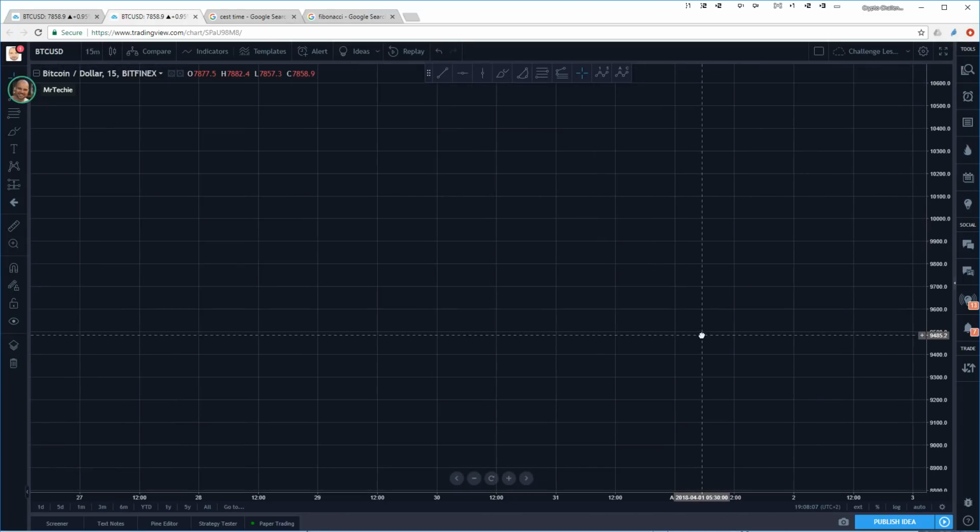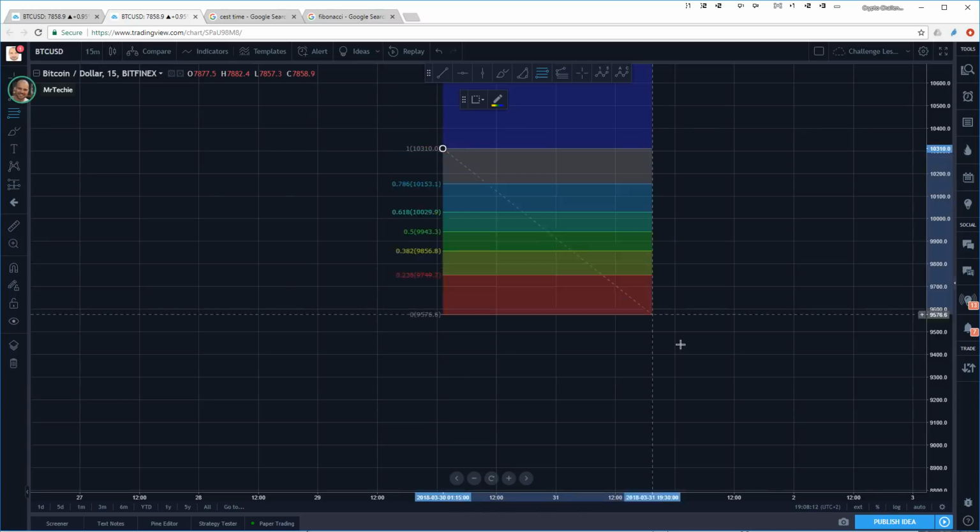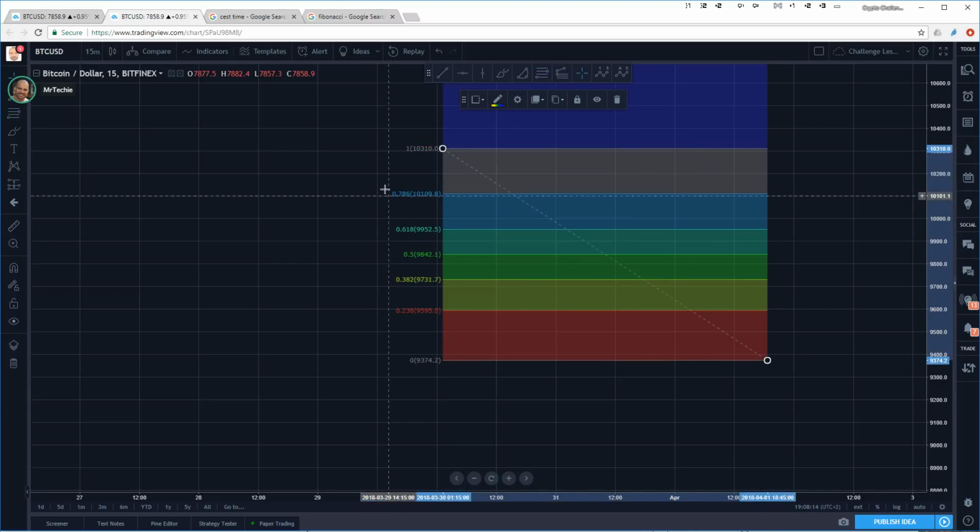Okay, so we have nothing there to disrupt us. This is Fibonacci retracement. Now, when you come onto TradingView and you put in Fibonacci retracement, this here is what you will see. Okay, now, how and what the hell do all of these colors mean?